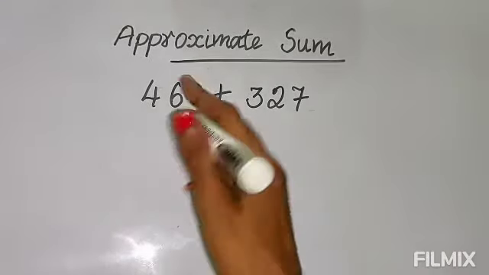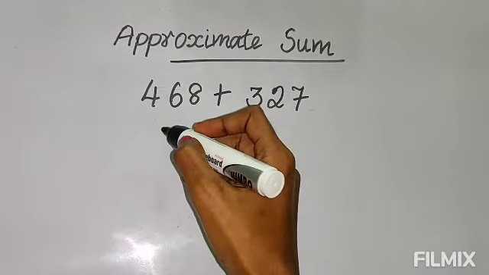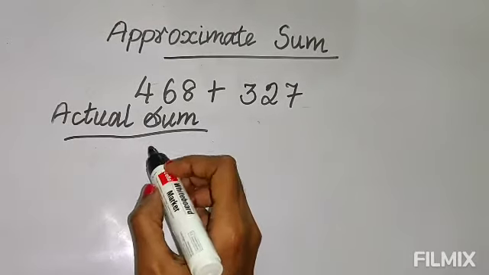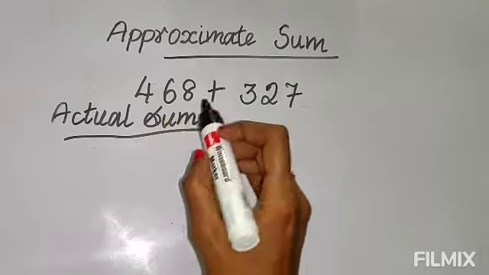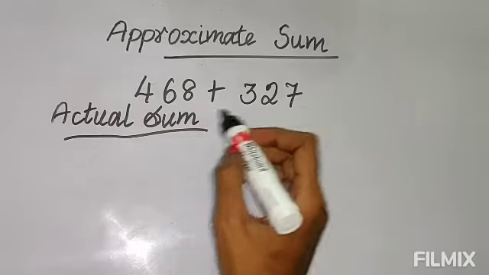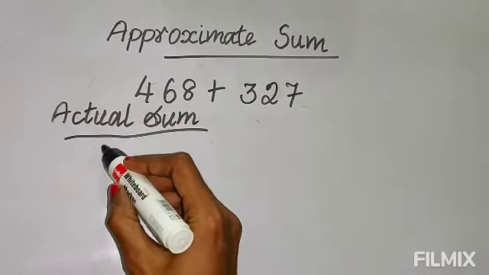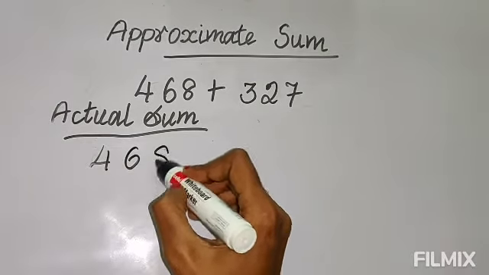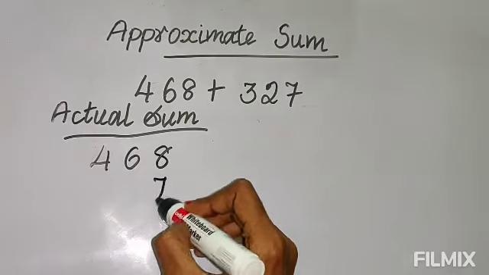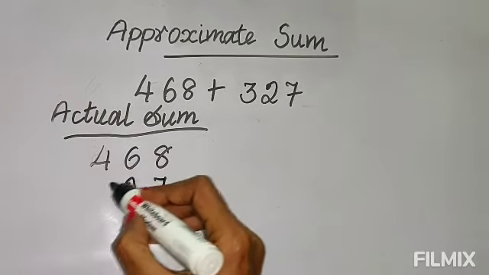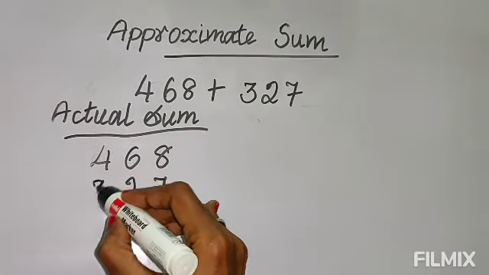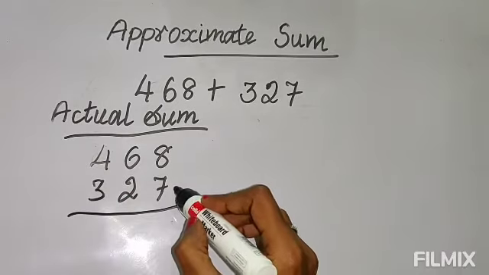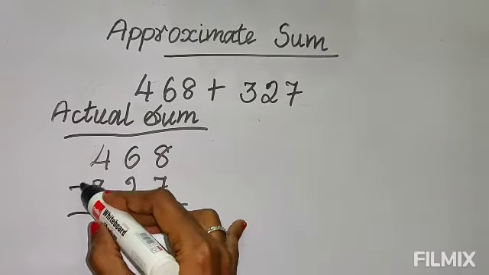First you will find the actual sum. Actual sum is as usual you are doing. Now these two numbers are given, so these two you arrange in columns. After arranging in columns, as usual you add.